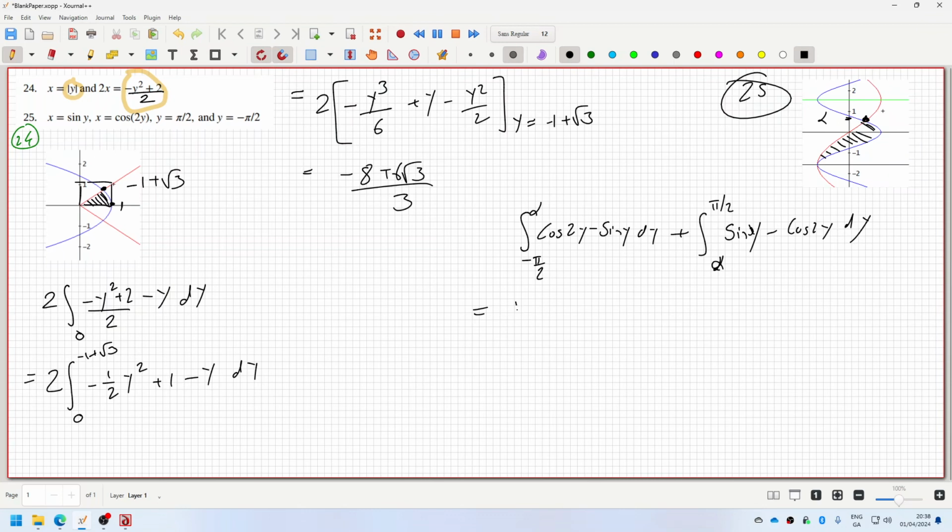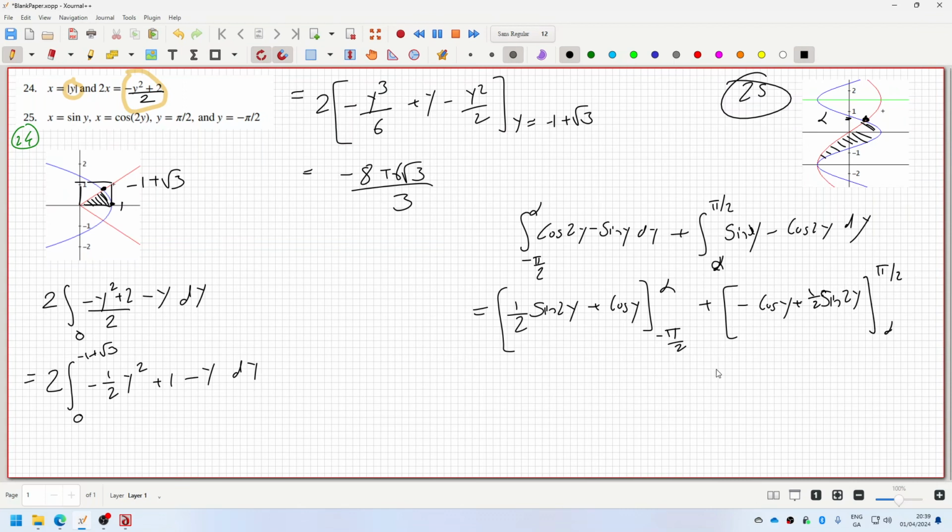So that would be a half sine 2y plus cos y between minus pi over 2 and alpha, plus minus cos y plus a half sine 2y between alpha and pi over 2. Now let's try and get the alpha.